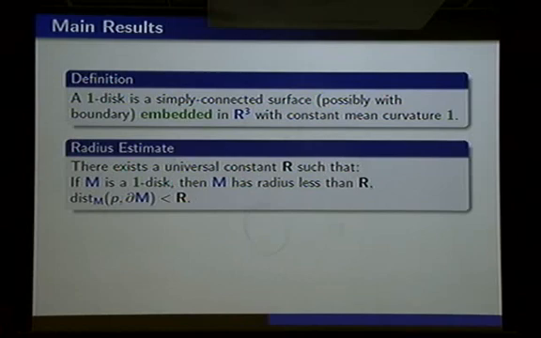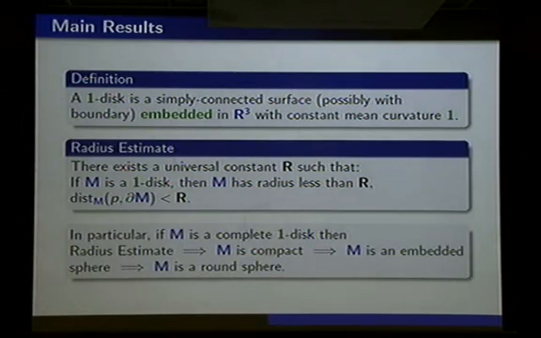And this radius estimate immediately gives the answer to the question. It immediately gives the uniqueness of the round sphere under the previous assumption, because if M is a complete one disk, then the radius estimate implies that M is compact. But then, because of the assumptions that we have, M is an embedded sphere. And then at this point, you can use your favorite result. You can either use Alexandrov's result because it's embedded, or you can use Hopf's result because it's a sphere. In either case, M is a round sphere.